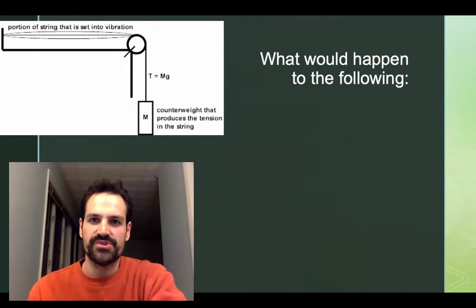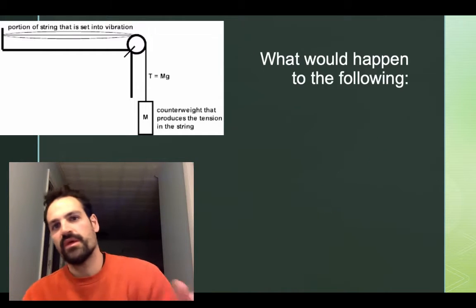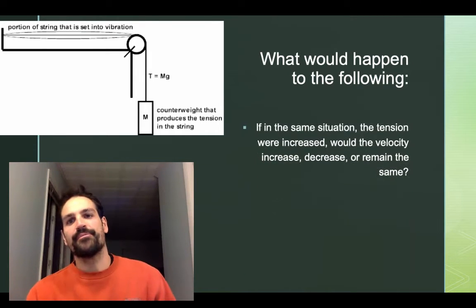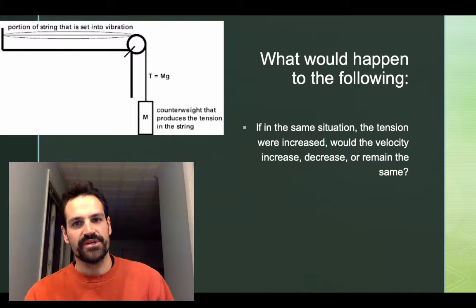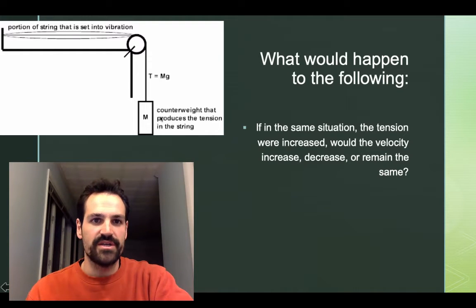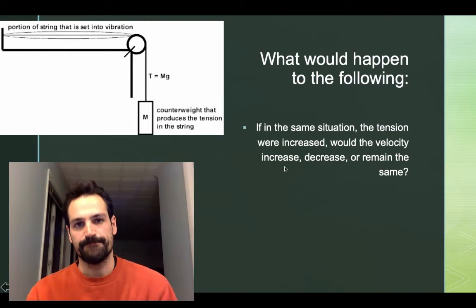So what would happen to the following using that equation we have before? I'll put it back up there for one second in case you need it, although you have rewind features, so what does that matter? What would happen in the following situation? If in the same situation the tension were increased, so we had a speed in the string, but now we've increased the tension, would the velocity increase, decrease, or remain the same?